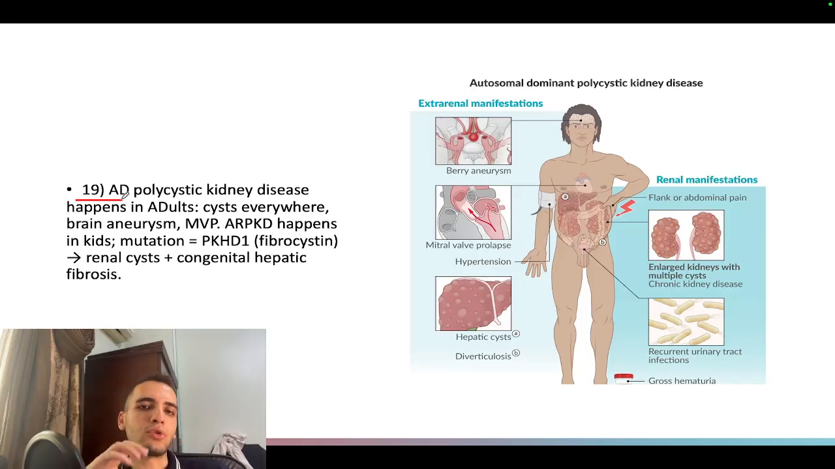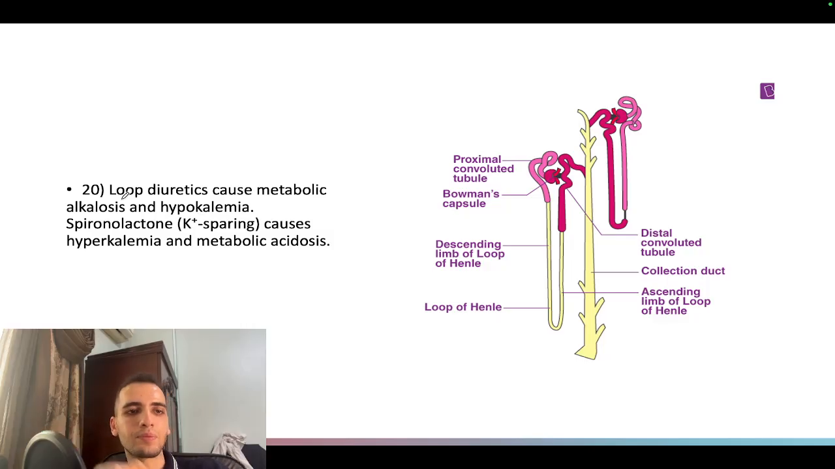On the other hand, autosomal recessive polycystic kidney disease is a problem in a gene called fibrocystin. It happens in kids, and I remember fibrosis in the liver, cystin, cysts in the kidney. This is how I remember both of them.